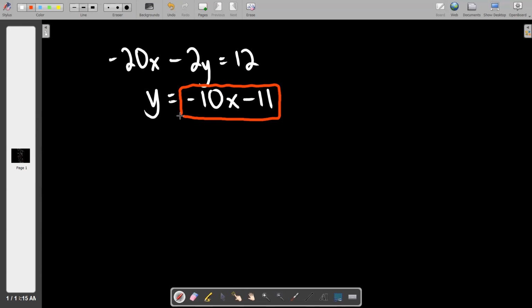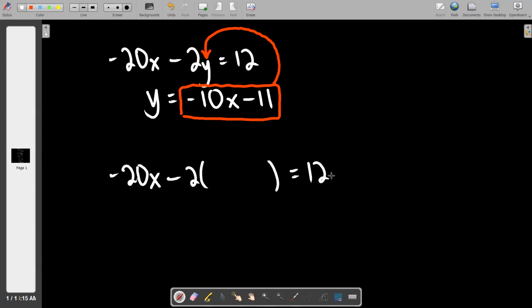And so where are we going to put that red box? In place of y in the top. Very good. So red box, follow the little red arrow. It's going to go boink right there. And that top equation now will say negative 20x minus 2 awkward voids equals 12. What's going to go in the void?